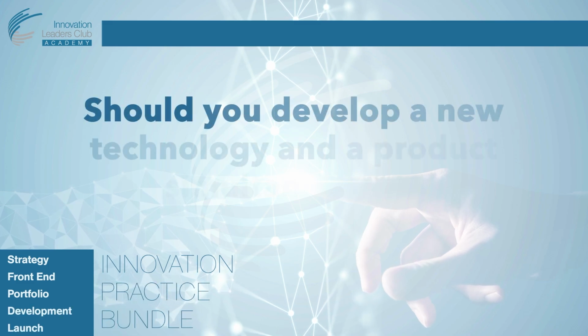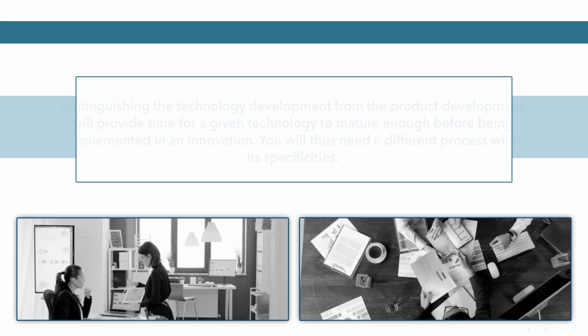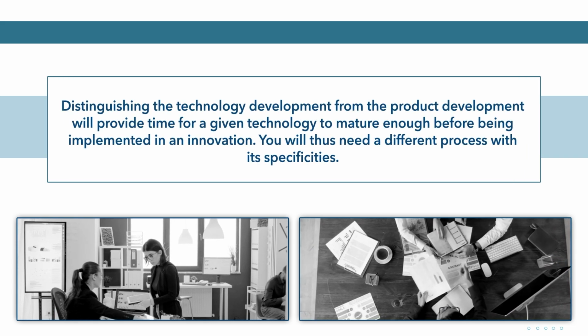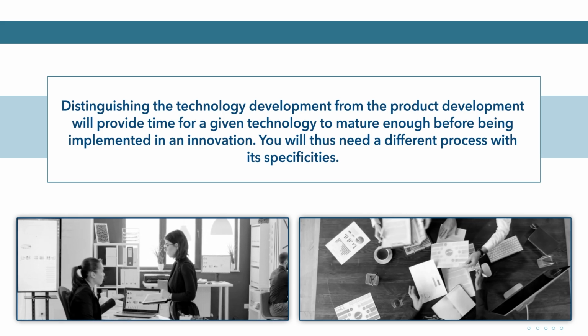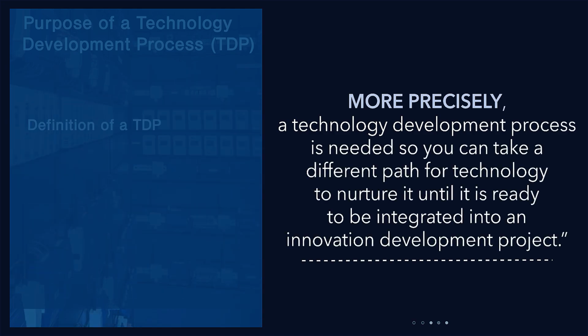This video from the Innovation Leaders Club discusses whether you should develop a new technology and a product simultaneously. Distinguishing the technology development from the product development will provide time for a given technology to mature enough before being implemented in an innovation. You will thus need a different process with its specificities. More precisely, the video will explain how a technology development process is needed so you can take a different path for technology to nurture it until it is ready to be integrated into an innovation development project.